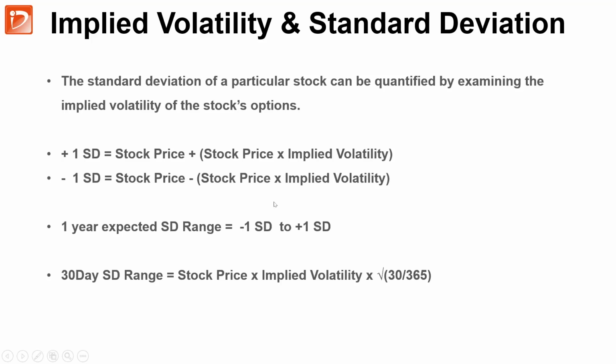Now, this is 1 year standard deviation. If I want to calculate the 30-day standard deviation for the next 30 days, you simply take this stock price and implied volatility and then multiply that with the square root of the number of days for which you want to calculate the standard deviation divided by the total number of days in the year. So that will give you the next 1 month or 30 days standard deviation range.